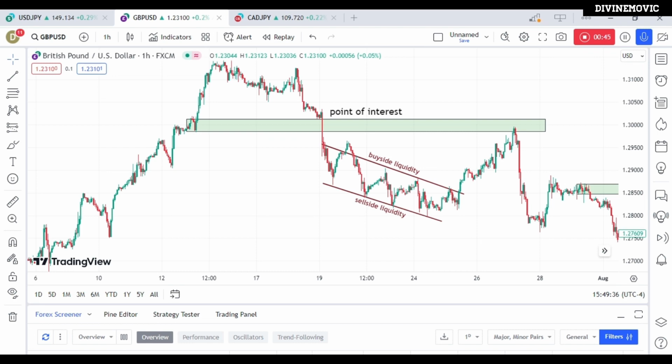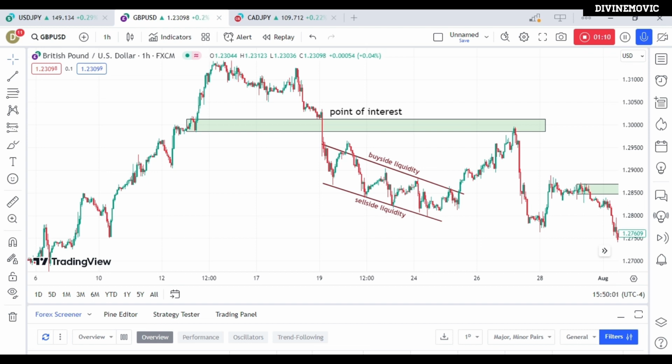Now, if the market is bullish, you tend to look for liquidity below the point of interest. But if the market is bearish, you have to look for liquidity above the point of interest. Now, on my chart here, you can see that the market is bullish and we are going to identify liquidity below our point of interest.